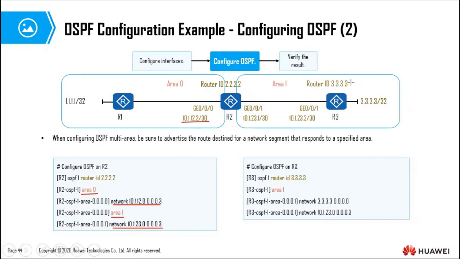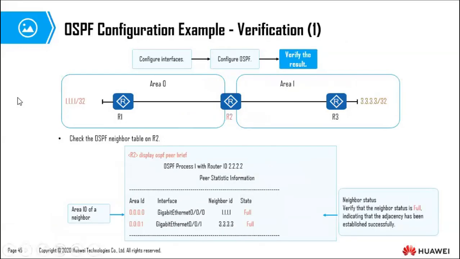Then on R3, we only create one area. So OSPF 1, router ID, area 1. Then we advertise the loopback interface and the physical interface. Is that okay? Using the network command. So you see, in link state routing protocols, we really advertise the link state.